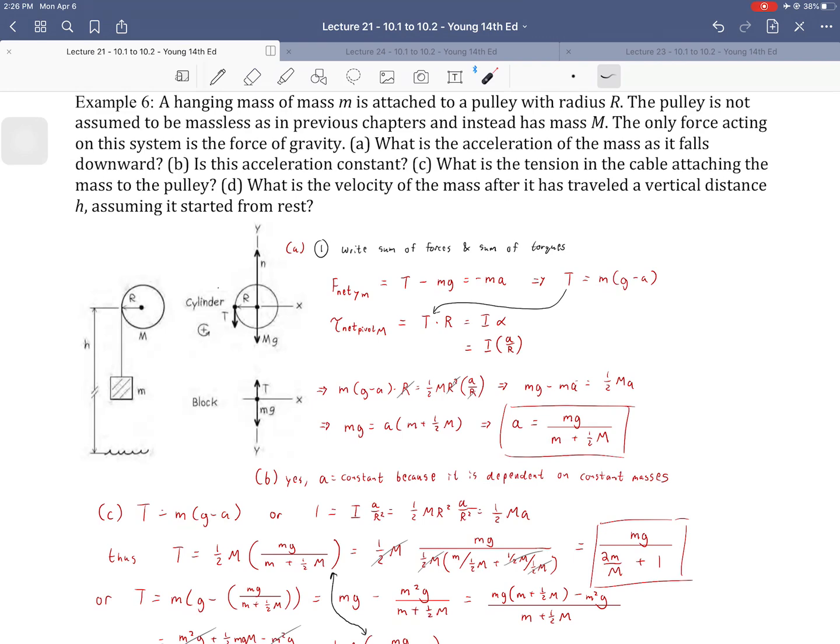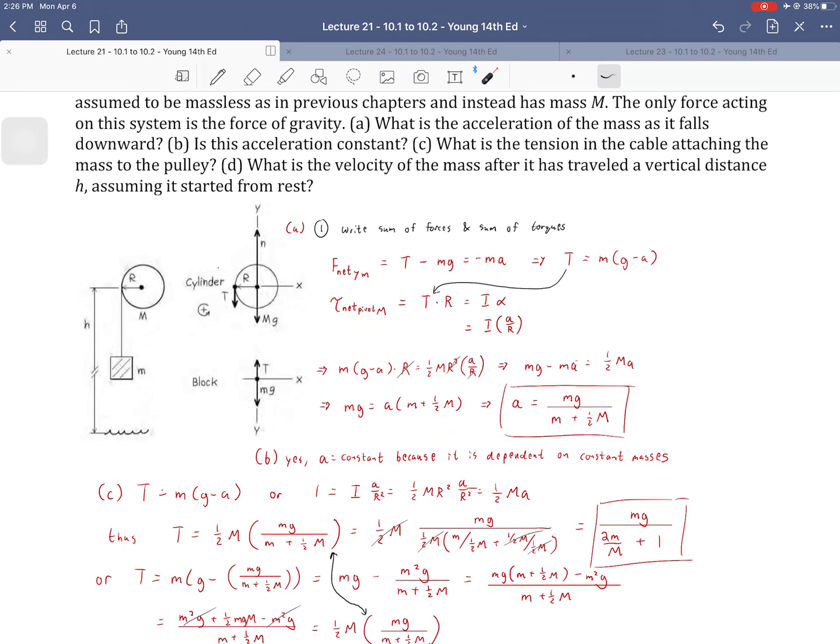I'm actually going to add a note about that in just a second. So as we then carry on, we're then going to simply solve for a. And notice here, I get an expression where I have mg divided by the total inertia of the system, which is m plus 1/2 big M.